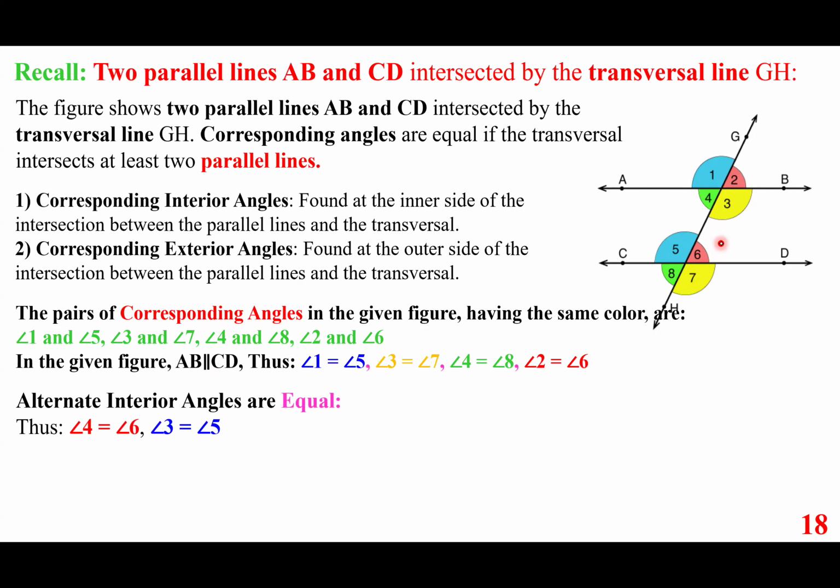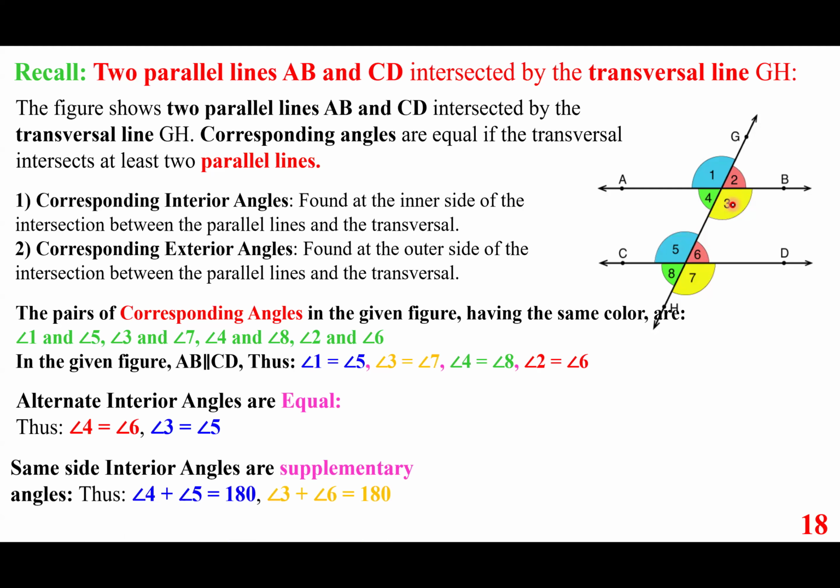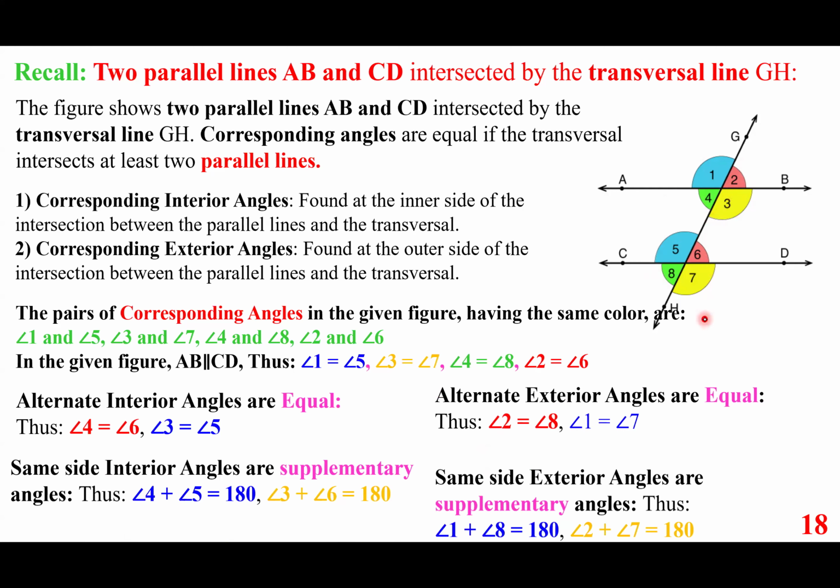Alternate interior angles are equal. That means 4 and 6 are the same, and 3 and 5 are the same. Same side interior angles are supplementary. 4 and 5 add up to 180. 3 and 6 add up to 180. Alternate exterior angles are equal. 2 and 8 are equal. 1 and 7 are equal.